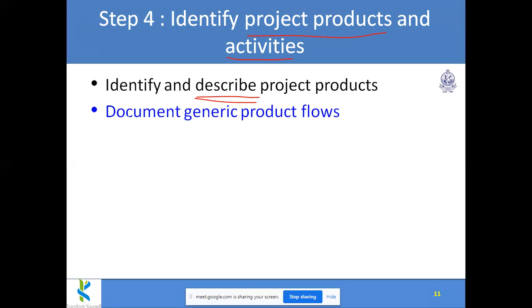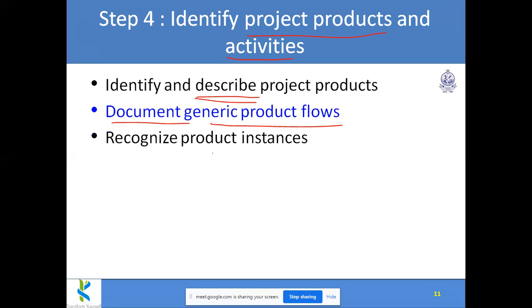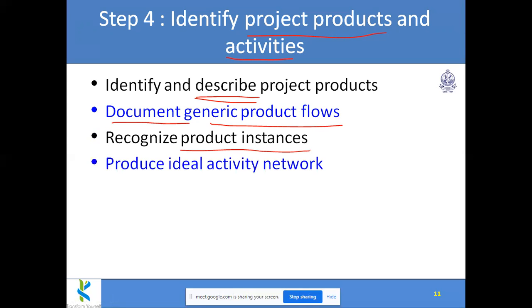Then it should be documented. Okay, we should document the generic product flow. First module, attendance percentage calculation module. Next module, student-wise attendance report module. Next module, SMS to parent module. Likewise, the flow, which part is connected with which. So that complete flow can be documented, and recognizing the product instances. Okay, so that can be done.